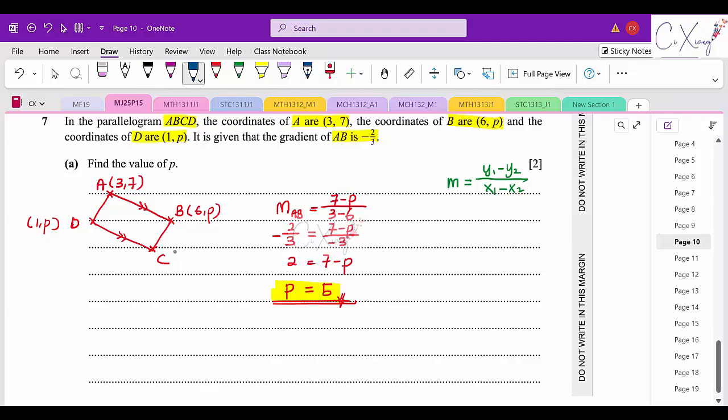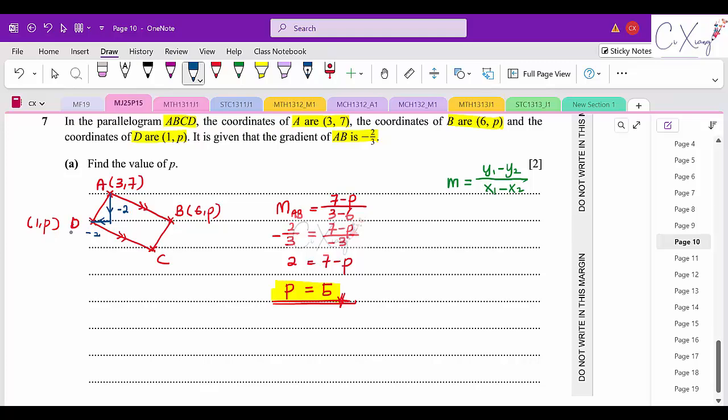Okay, so from A to go to D, the triangle that we have here is this one, where we are going to move down. 7 to 5 is moving down 2 units. Then for the horizontal one, you are moving to the left-hand side 2 units, right? So minus 2. From A to D, you move down 2 units for the y coordinate. You move to the left 2 units for the x coordinate.